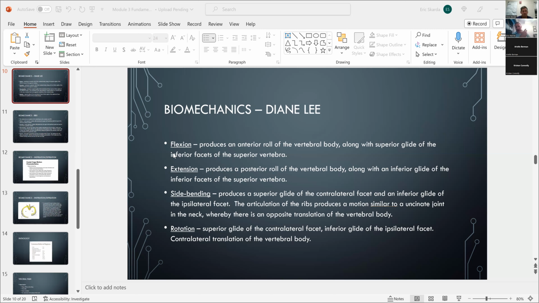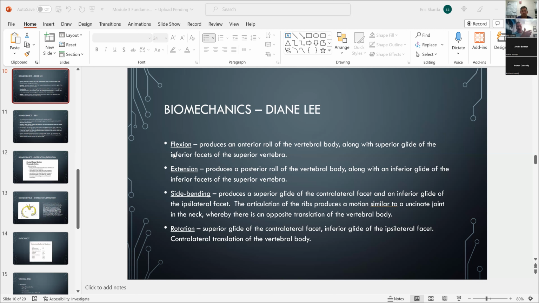We should get a posterior roll of the vertebral body with an inferior and posterior glide of the inferior facets. Now, you'll hear us use the terms IMP and SAL quite a bit during biomechanical analyses. So IMP is associated with extension. That's an inferior, medial, and posterior glide. Typically, those medial glides that are associated with that are going to be associated with unilateral movement.